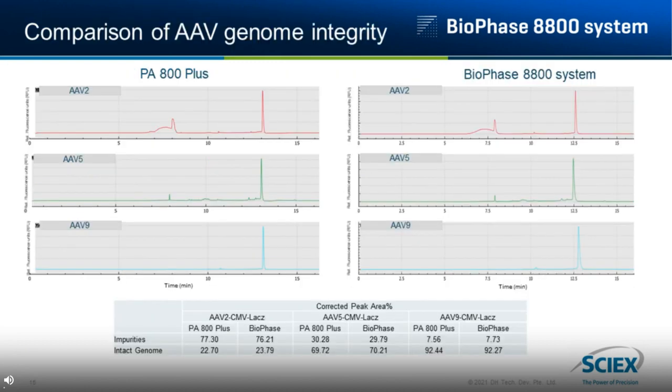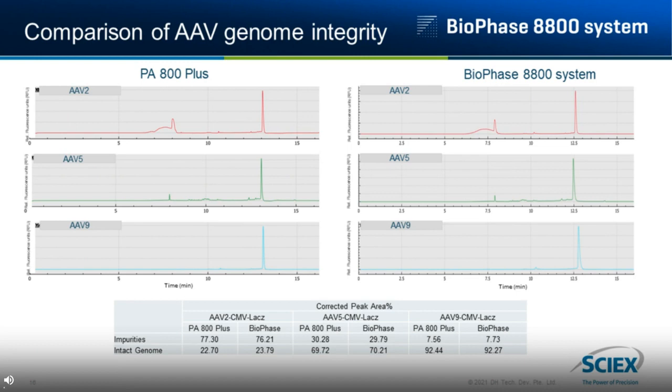In addition to protein capsid analysis performed for the AAV capsid, we also demonstrate the capability to analyze AAV genome integrity on the BioPhase 8800 system. As we can see here, we used 3 different types of AAV, AAV2, AAV5, and AAV9, with a similar genome setup encapsulated, and with that, we were able to analyze the same profile and report a similar percentage of purity between the 2 platforms.